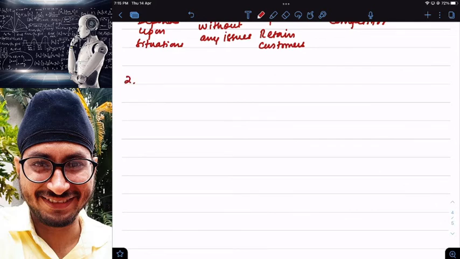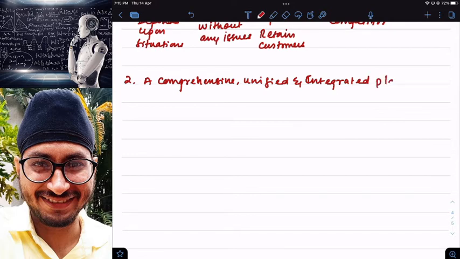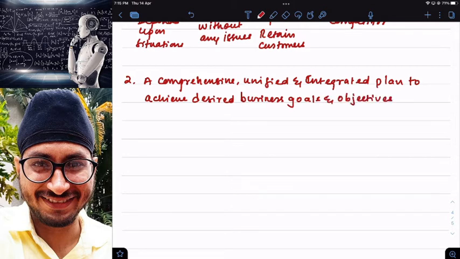Definition number two. It is a comprehensive, clear, unified and integrated plan to achieve desired business goals and objectives. Sir, what do we mean by comprehensive, unified and integrated plan?